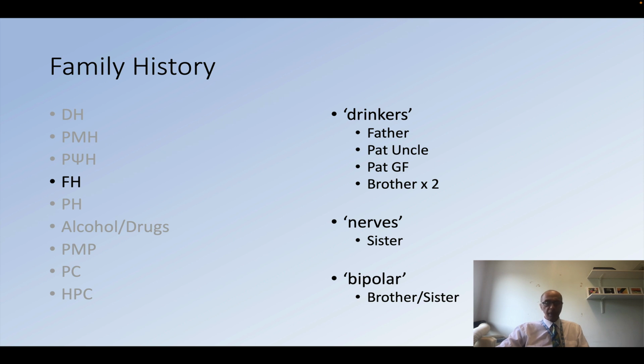It's always good to be a little bit skeptical or questioning when patients report this, and you might want to question him further about the validity of what he says these diagnoses are. In particular, I would want to know, has his brother or sister ever been admitted to a psychiatric hospital with a manic episode? So be open-minded about when patients report their family history.